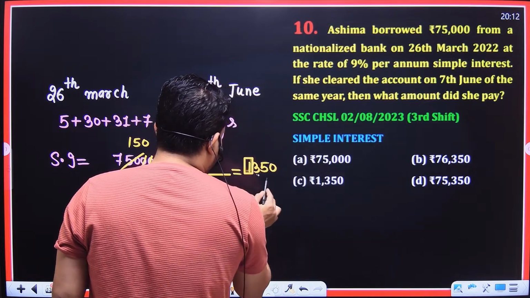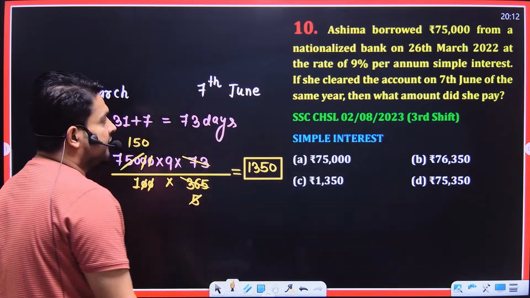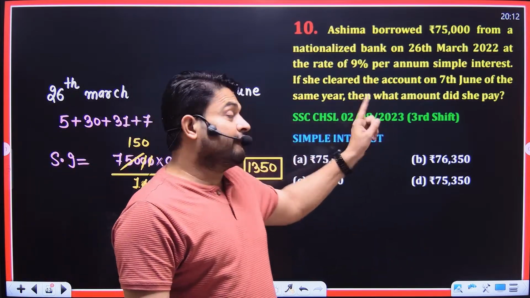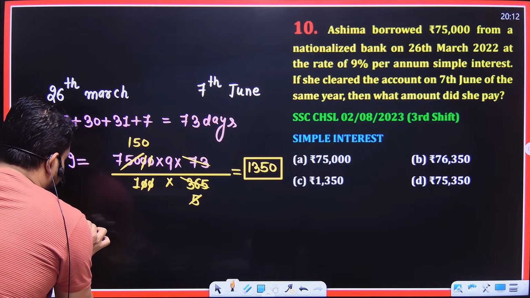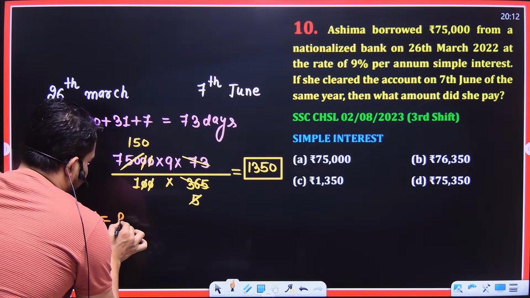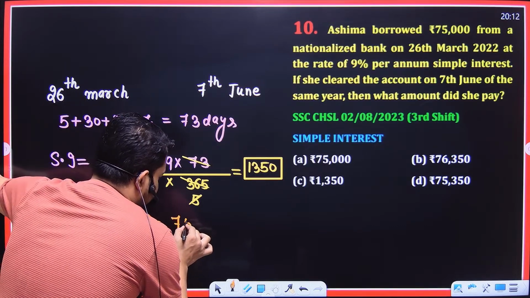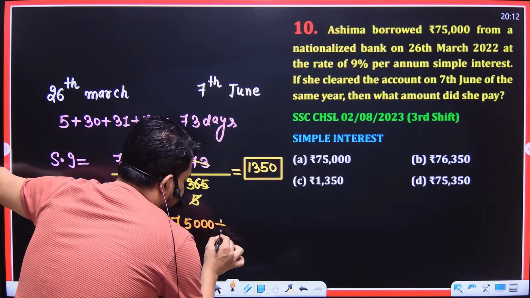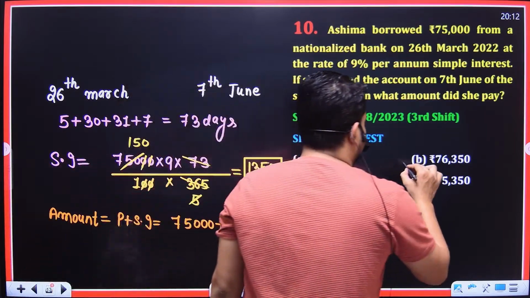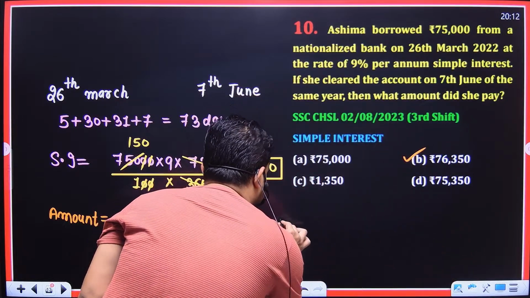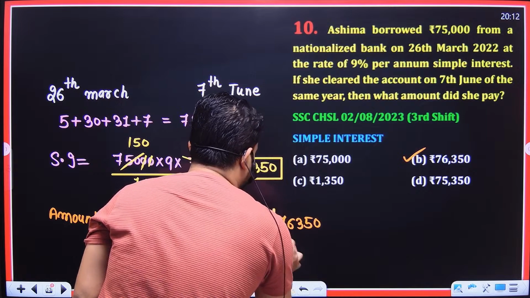See, option number C is giving you the interest. So please do not take it. Read the question carefully. He is asking for the amount, and amount in simple interest is equal to principal plus simple interest. The principal was 75,000. 75,000 plus the interest 1350 is equal to 76,350. 76,350 is my correct answer. That is option number B.